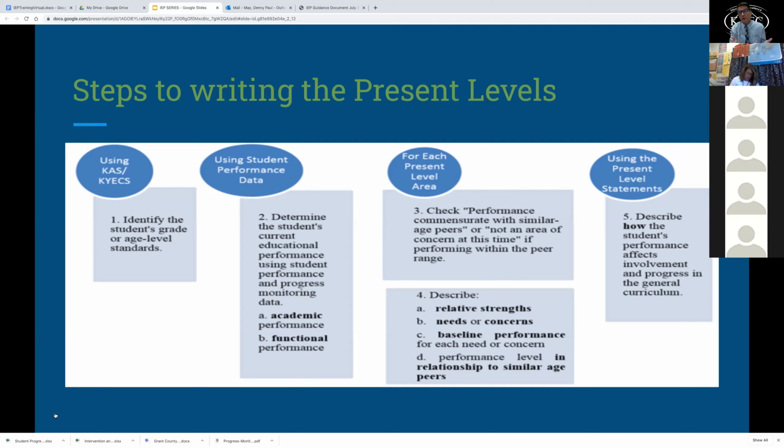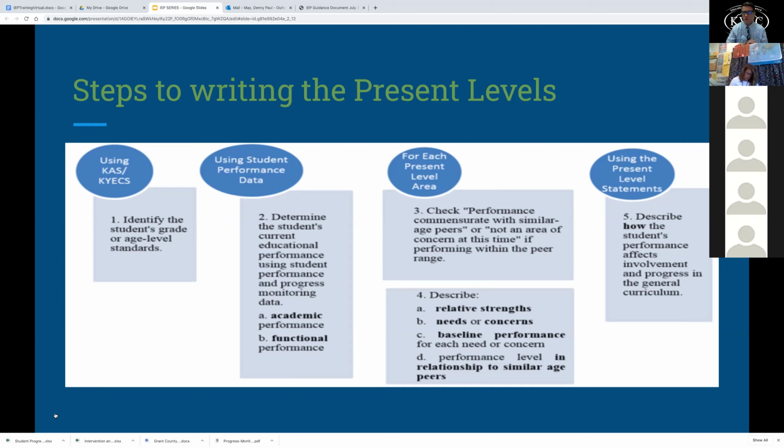That doesn't mean we can't put information in there, but if we check the box and put information in to define that student and give a clear picture of that student, we can still be alleviated of having to put all those 5 things in that are in steps 4 and 5 here. So when we look at step 4, we realize, and this is recovering it a little bit, relative strengths, needs or concerns, baseline performance for each need or concern. And then from each need or concern and baseline performance that you enter, there should be a goal.